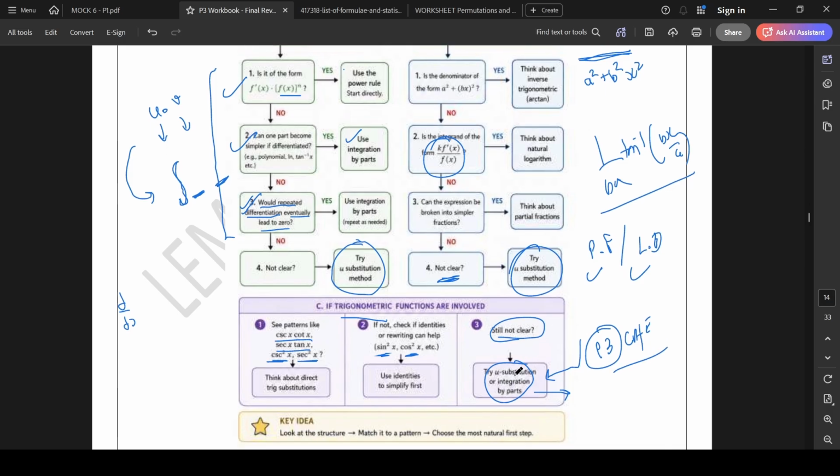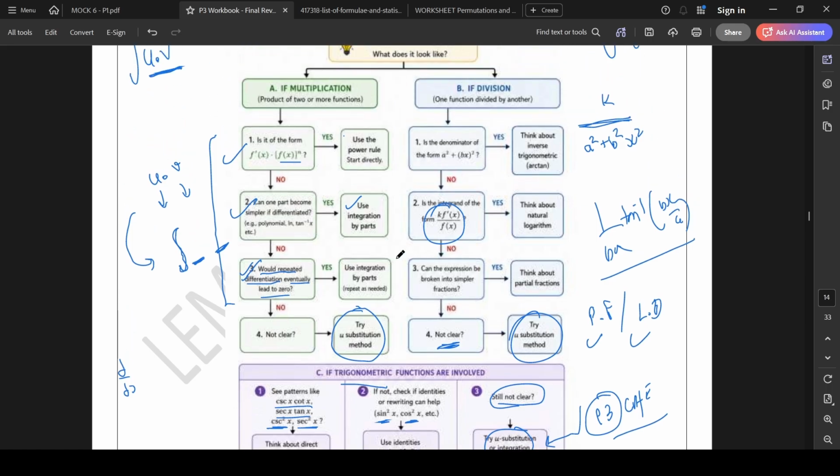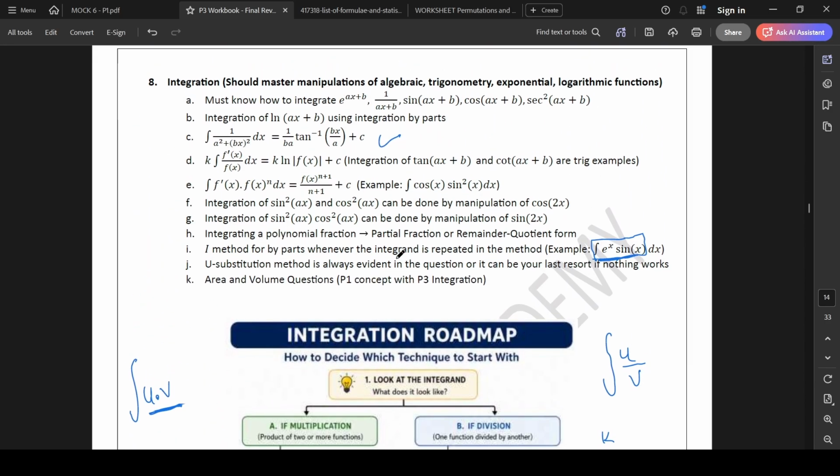But yeah, I hope that you've got the idea of the integration roadmap. Always look at the structure of the question, then try to match it with the pattern of the multiplication or the division. If none of those things work, you can think about u substitution as your last resort and choose the most natural steps that come to you. There is nothing like this method is right or that method is wrong. If one question can be solved with multiple methods, you can go with any of the methods. As long as the method is correct, you will get full marks. So yeah, I hope this has given you some idea of how to be good at integration.